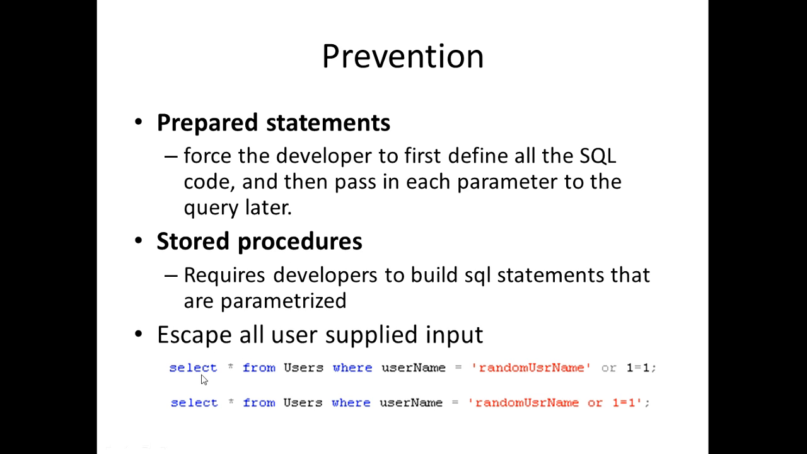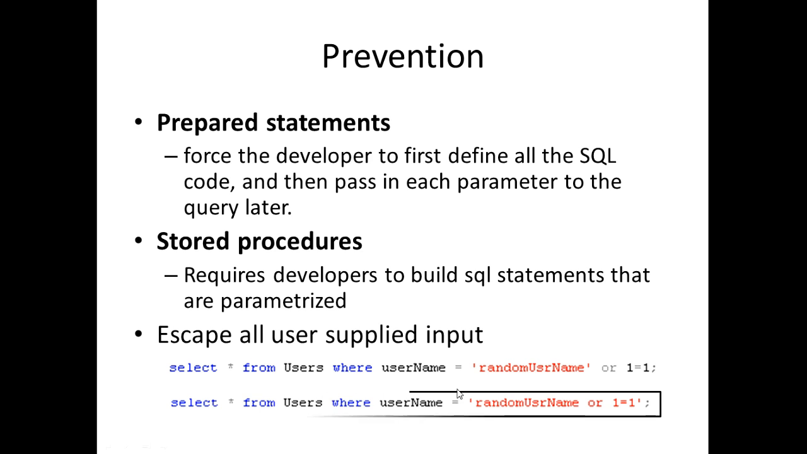So say we have this query down here: select all from users where username equals username or 1 equals 1. Okay, so if we simply use this query, then all the users are going to be returned, even if the hacker does not know the username.